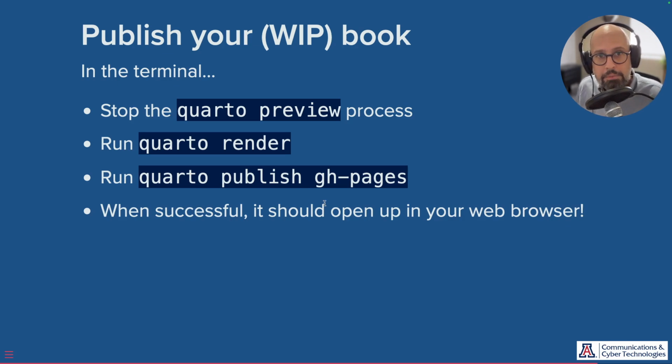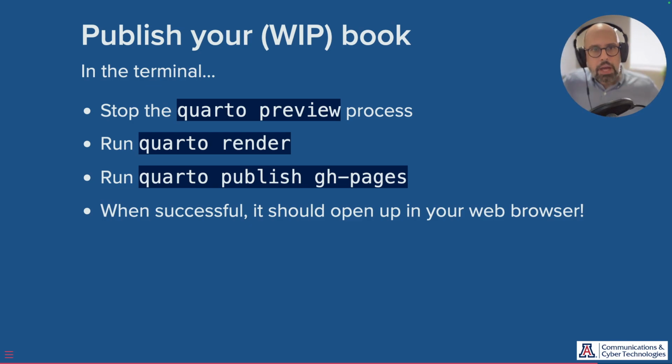So now we're going to publish it. That is an important piece of it. To do that, first we're going to stop the Quarto Preview process, which remember is like tying up your terminal. We're going to stop that, and we're going to run Quarto render, which I actually think is maybe optional, because I think when you run the next command, Quarto publish gh-pages, it does the Quarto render anyways. We'll go ahead and do Quarto render.